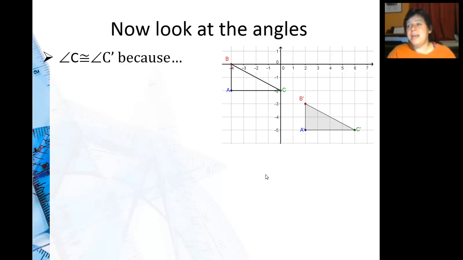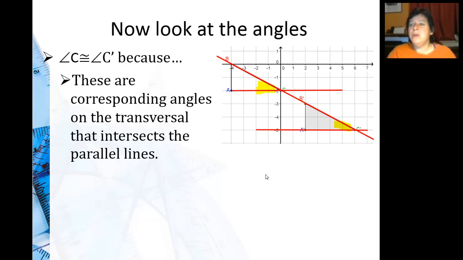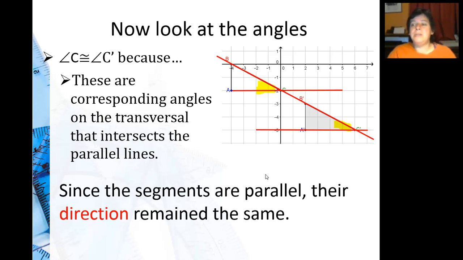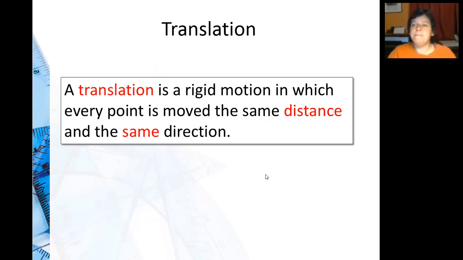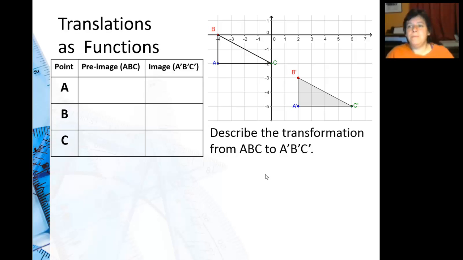Looking at angle C, I can do the same thing. Draw the transversal, and then show the parallel horizontal lines, highlighting the angles there. Those are also corresponding angles on the transversal, so they are also congruent. Now, since the segments are parallel, their direction remains the same. So translation is a rigid motion in which every point is moved the same distance, which you saw in the previous page notes, and also in the same direction.